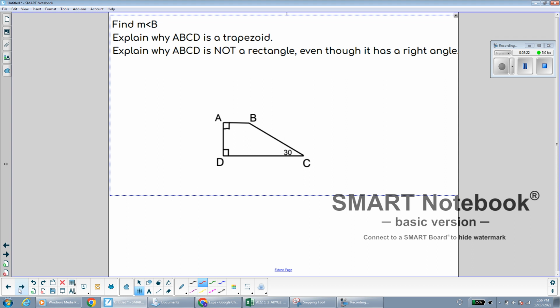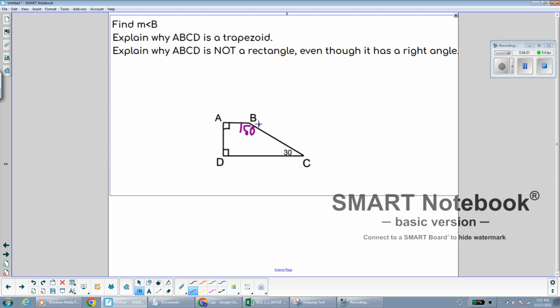So here we have a quadrilateral and we don't know anything about it. And the first question is asking us to find the measure of angle B. So I know that in the quadrilateral, all four angles need to add to 360 degrees. And two of the angles here are 90 degrees and one is 30 degrees. So I'm going to use my calculator and add up 90 plus 90 plus 30, and I get 210. I'm going to subtract that from 360 and I get 150 degrees for the measurement of angle B.